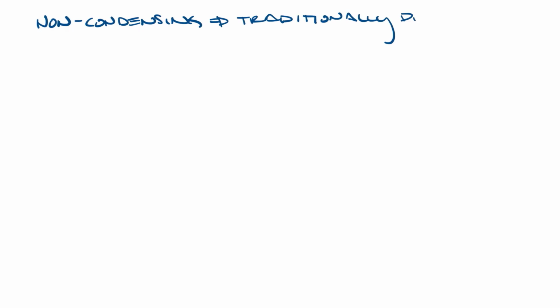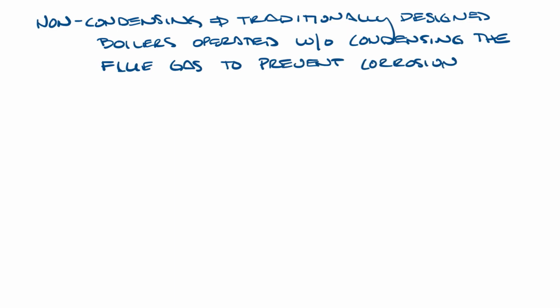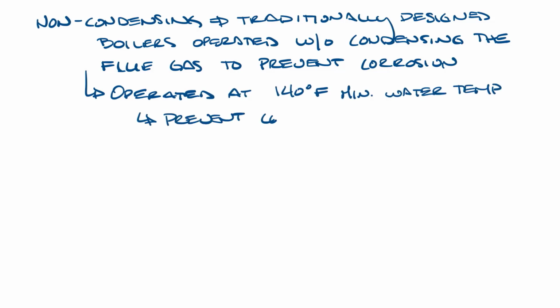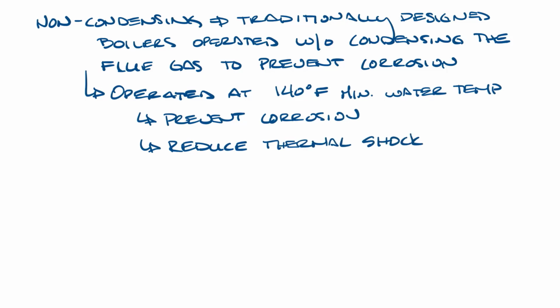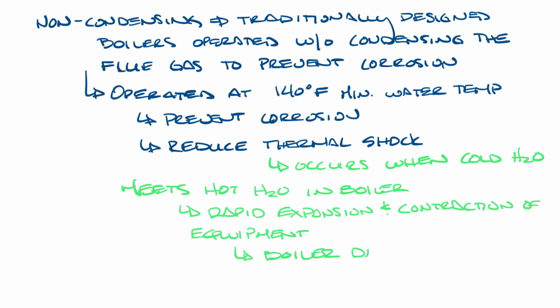Okay, let's slide this over to make some room. Boilers are either non-condensing or condensing. Let's start with non-condensing boilers. Traditionally designed boilers operated without condensing the flue gas in the boiler to prevent corrosion of cast iron, steel, or copper parts. Hot water units were operated at a 140 degree Fahrenheit minimum water temperature to prevent the corrosion and to reduce the likelihood of thermal shock. Thermal shock occurs when cold water enters a hot boiler, and the sudden introduction of the cold water to the hot water causes the rapid expansion and contraction of equipment inside the boiler. This can result in boiler damage or even worse.